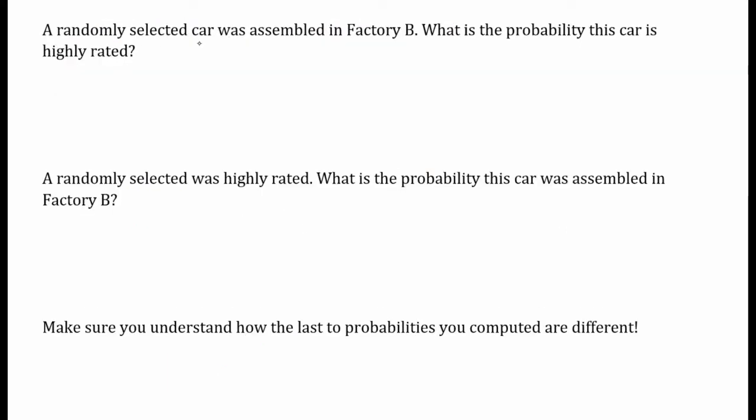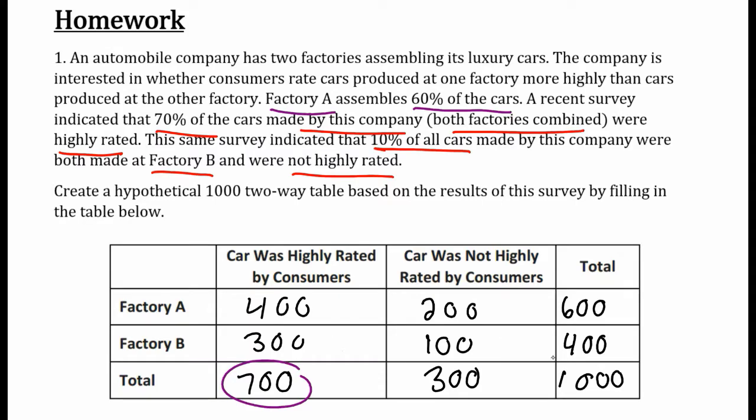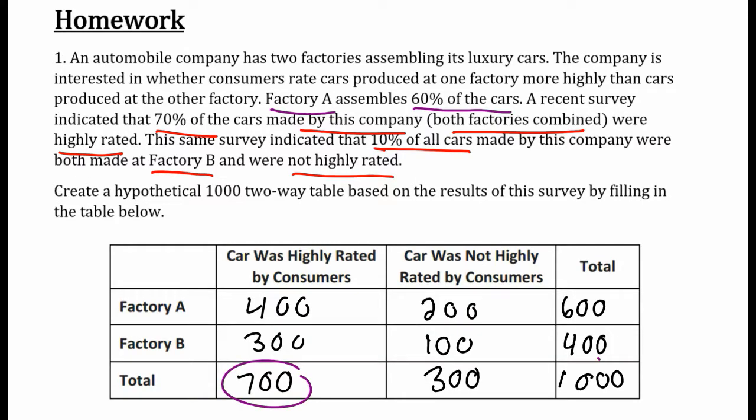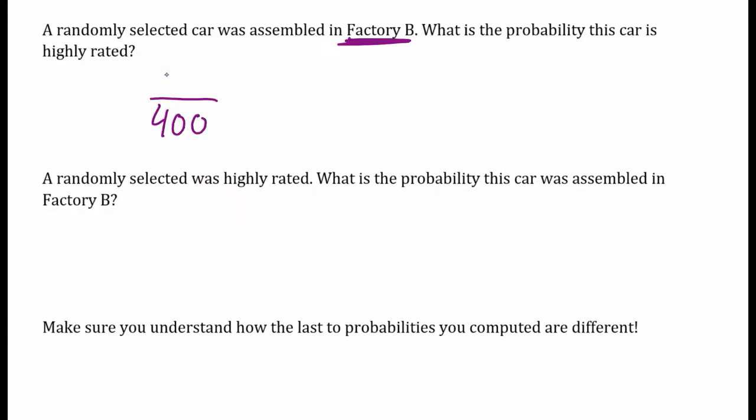A randomly selected car is assembled in Factory B, so we know it's from Factory B. So my universe has now shrunk down to Factory B, so I'm only picking from those 400 cars. What's the probability this car is highly rated? Well, 300 of those were highly rated. So this is 3/4, 0.75, or 75%.